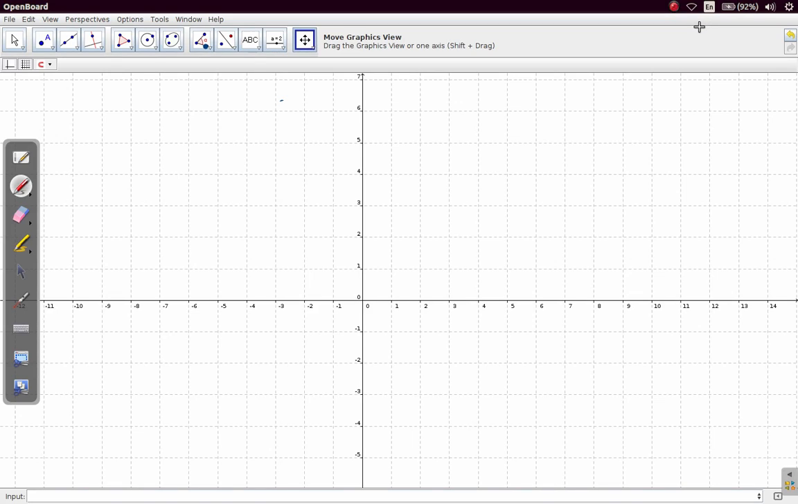I want you to sketch a few lines for me. Can you sketch the line y equals 1? Also the line y equals 2 and the line y equals negative 3. Can you do that?